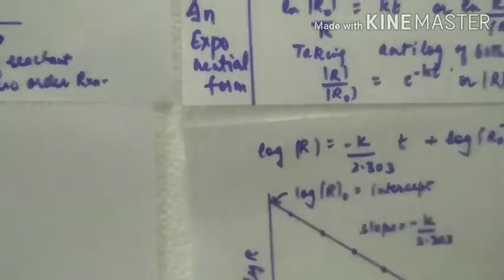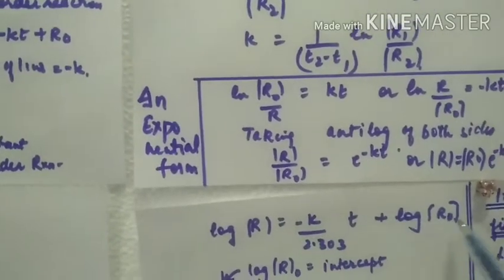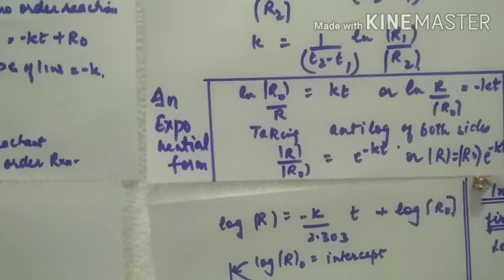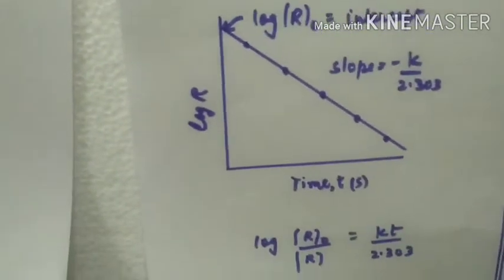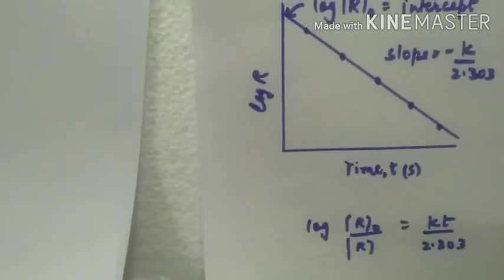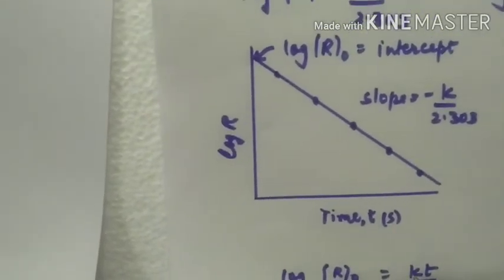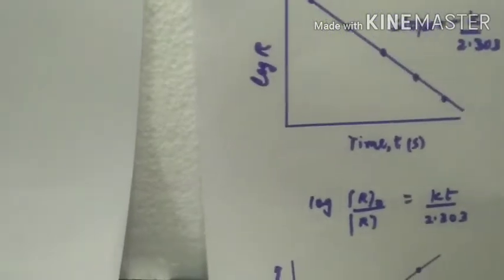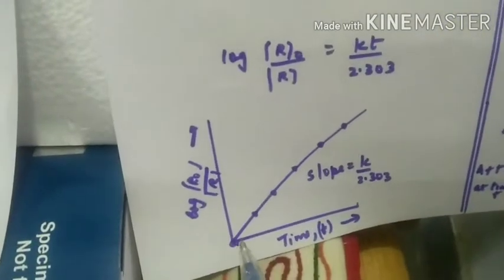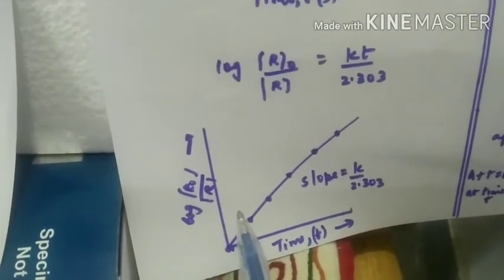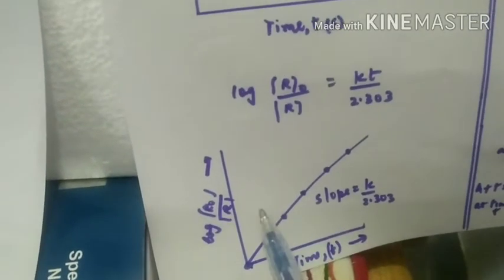log R against time t, we get this as slope and this as intercept. Log R naught is the intercept and the slope is minus K upon 2.303. Also, if we plot a graph of log R naught upon R versus t from this equation, we get a slope equal to plus K upon 2.303, and this intercept will be 0. So we get slope equal to K upon 2.303 and the graph is a straight line.